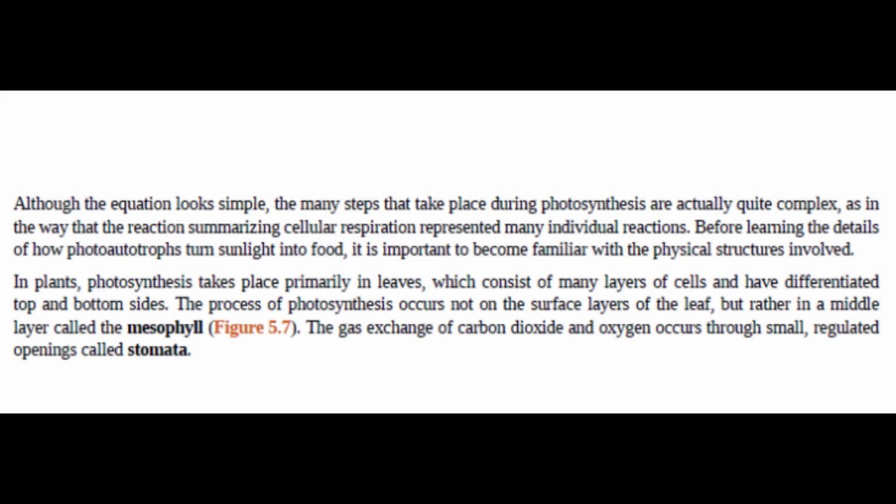Before learning the details of how photoautotrophs turn sunlight into food, it is important to become familiar with the physical structures involved. In plants, photosynthesis takes place primarily in leaves, which consist of many layers of cells and have differentiated top and bottom sides. The process of photosynthesis occurs not on the surface layers of the leaf, but rather in a middle layer called the mesophyll. The gas exchange of carbon dioxide and oxygen occurs through small regulated openings called stomata.